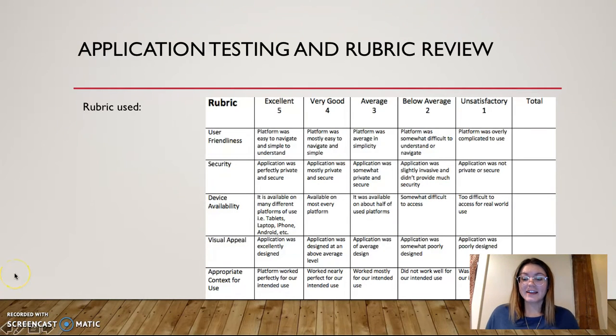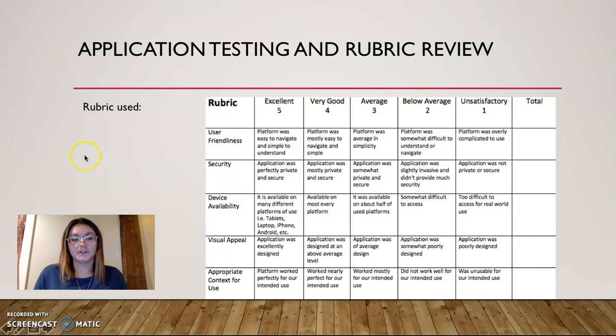Next, we're going to go straight into the rubric that we used and a little bit about the application testing with my virtual group. The rubric that we composed was based on these 5 different categories and then given a score from 1 through 5 that would give them a total score. The 2 that I think we focused on the most would be user-friendliness and appropriate context for use. User-friendliness, in my opinion, is one of the biggest categories because I don't want to work with an application or a platform that's going to be really hard to use or hard to understand.